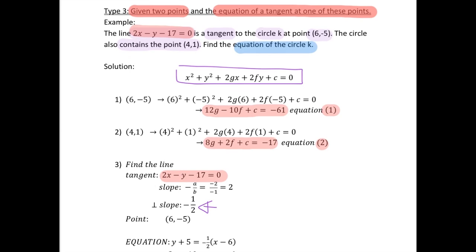The reason for this is we're told that the point of contact between the circle and the tangent is (6, -5). So if we were to draw a circle and a tangent to the circle, if we can figure out the equation of the line perpendicular to this tangent at that point of contact, then we know from our geometry that a line perpendicular to a tangent at the point of contact will always pass through the center of the circle.